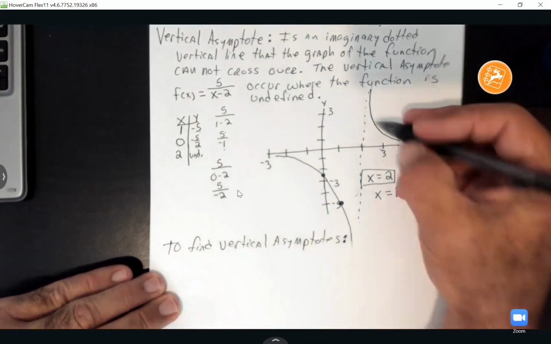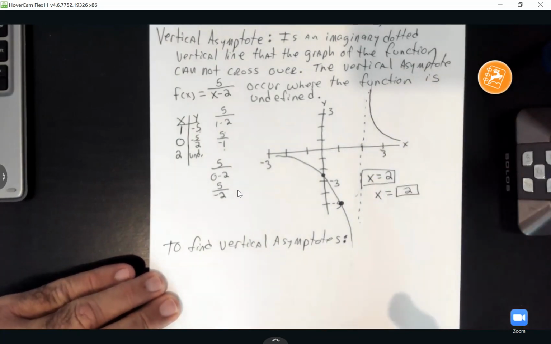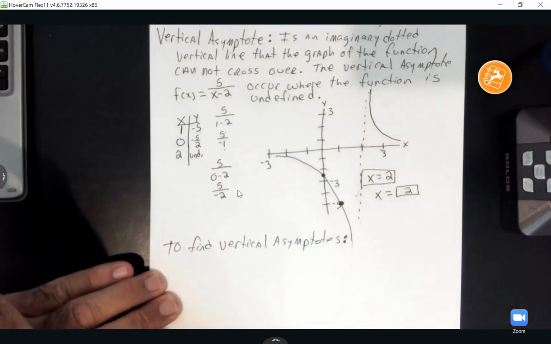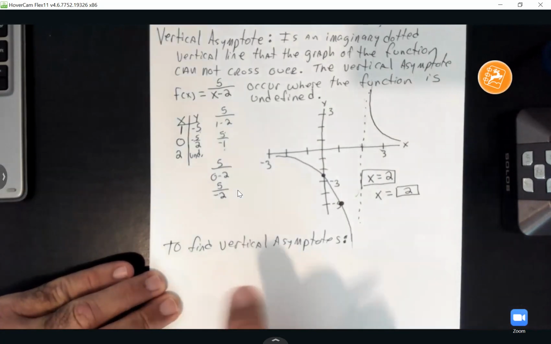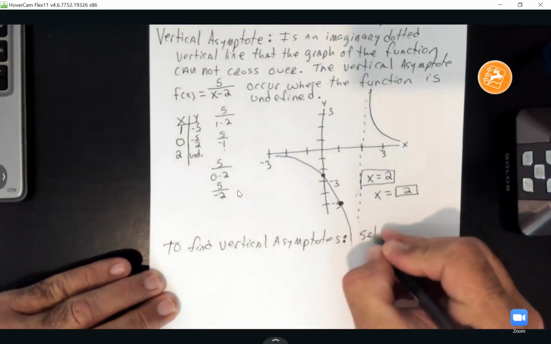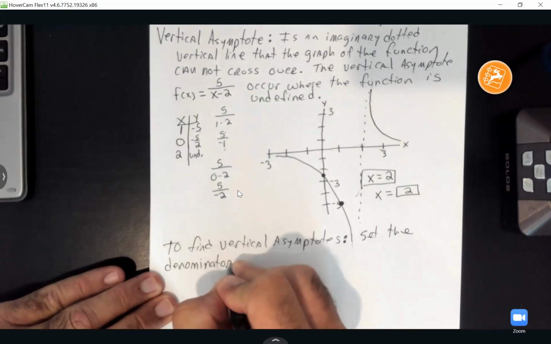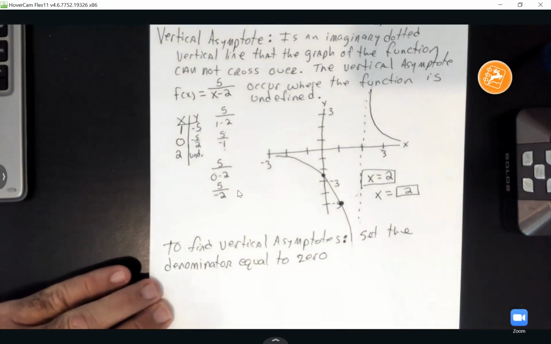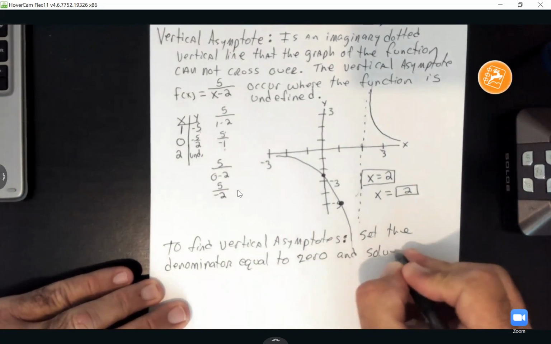But y'all, here's the thing. If vertical asymptotes are occurring where my graphs are undefined, then we're going to find them the same way we found those domains before. Because the domains, remember, were all values except for the values that made it undefined. So to find vertical asymptotes, I'm going to set the denominator equal to 0. So the first thing we'll do is set the denominator equal to 0 and solve for the variable.